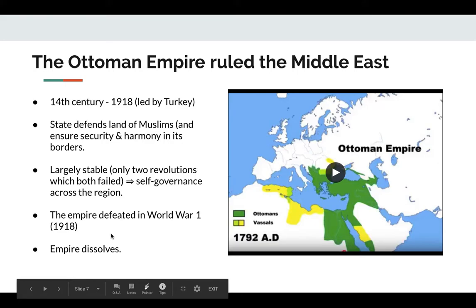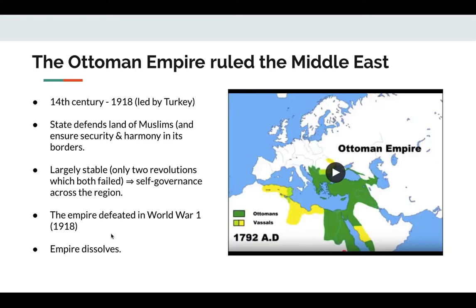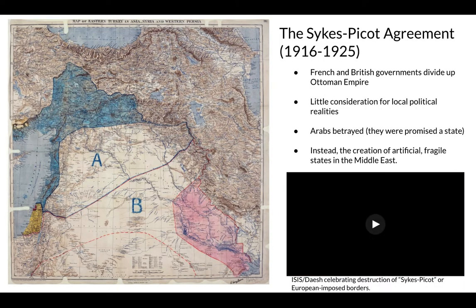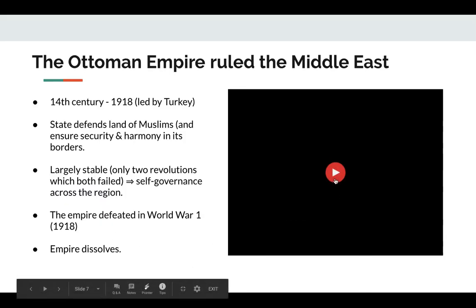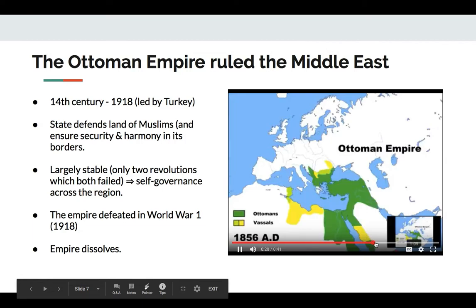Now, the empire was defeated in World War One in 1918, and then the empire just dissolved. And then Turkey became an independent country, and we had this agreement, which is very, very controversial. The Sykes-Picot Agreement was an agreement between the French and British governments to divide up the Ottoman Empire into different territorial states. Just remember that the Ottoman Empire was a large state that dominated over the Middle East, and the French and the British wanted to divide up this territory into different states.